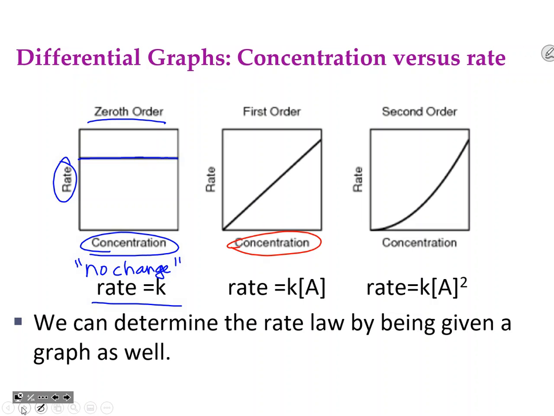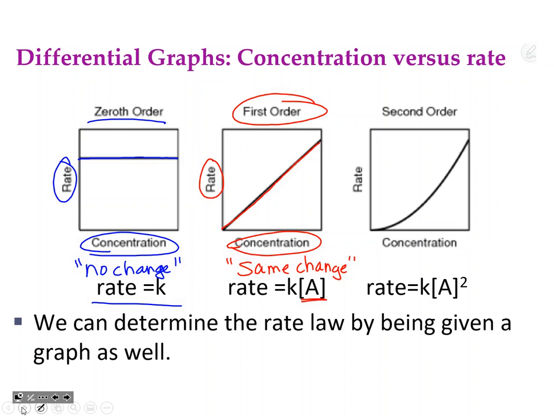First order, concentration versus rate. Linear relationship. Here's our first order. The rate equals the constant times concentration. Okay? And as you know, we have the no change, this is the same change. So whatever we do to the concentration, that is the factor that will affect the rate. And that's why it's a nice linear relationship.